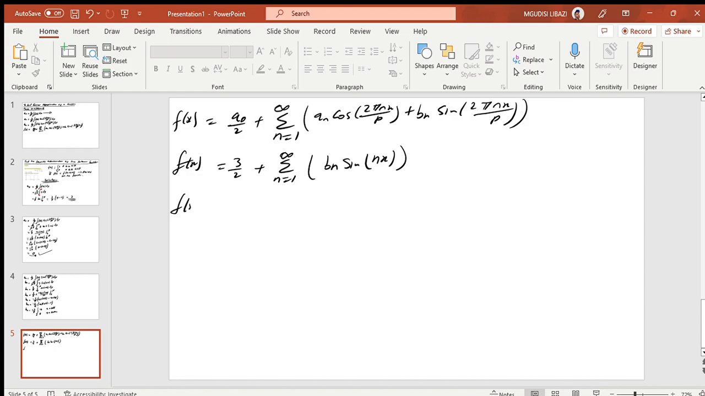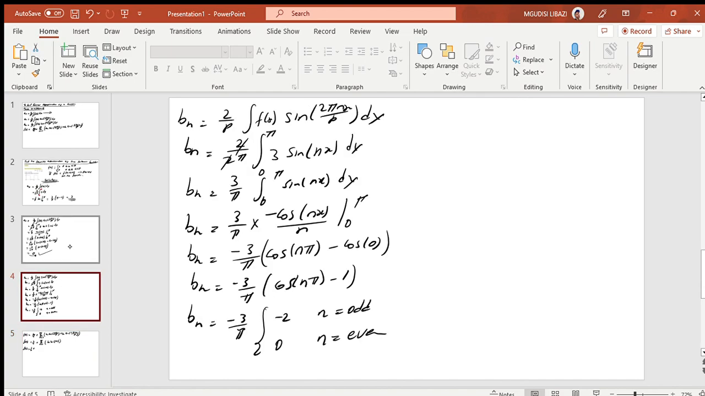So now f of x is equal to 3 over 2 plus bn. If we work out our bn, we're going to get a 6 over pi, actually we should have n here also, so that should be 6 over n pi.